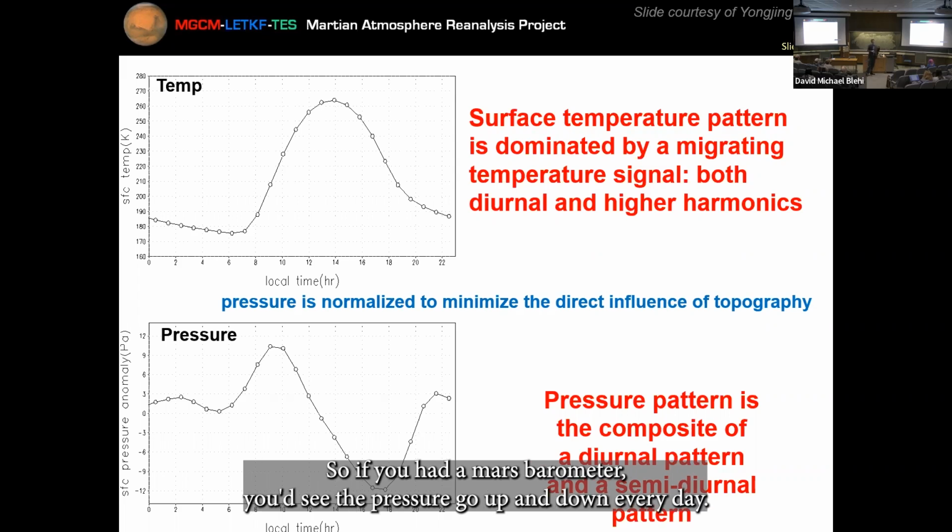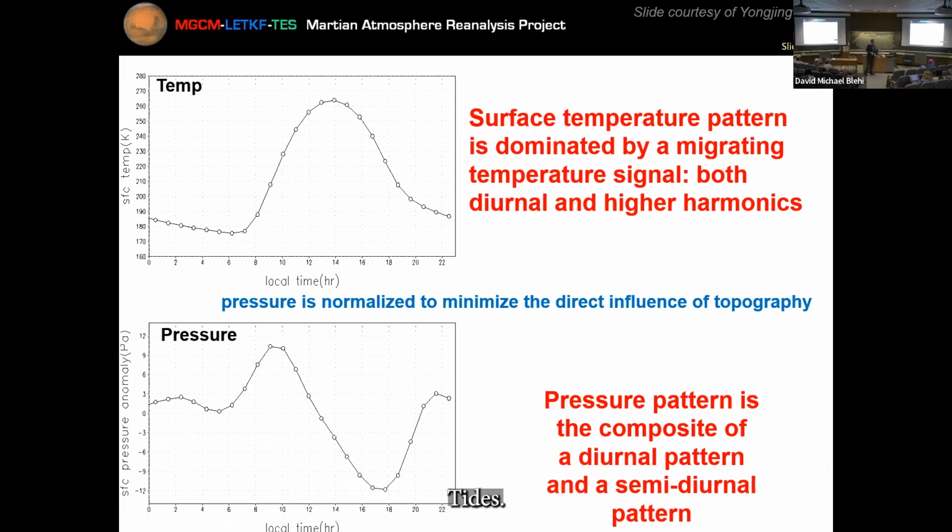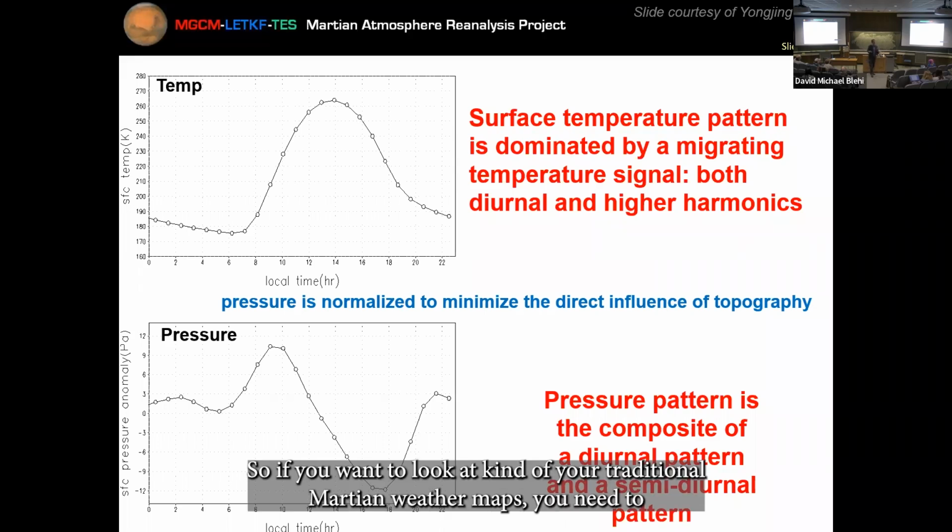So if you had a Mars barometer, you'd see the pressure go up and down every day. And what's interesting about it is there's not just a single oscillation, but there are diurnal tides, right? Two peaks in a day in the pressure field. Right? And the tides complicate things. So if you want to look at your traditional Martian weather maps, you need to maybe filter out some of these other tide modes to see the changing weather.